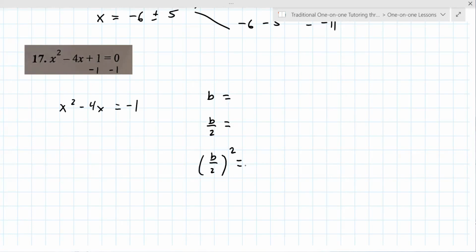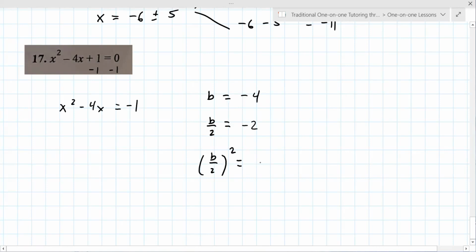Okay. B equals 4, negative 4. Negative 4, good. What about the next one? B equals 2. It's half of this number. What is half of negative 4? Negative 2. Negative 2, okay.